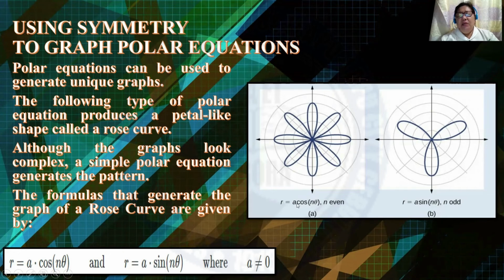For r equals a cosine n theta, if n is even, this is the form. If r equals a sine n theta and n is odd, you have a 3-petaled rose.